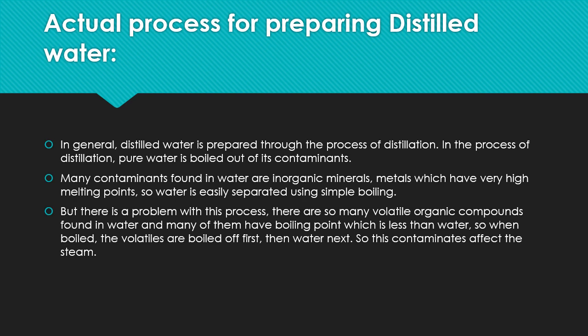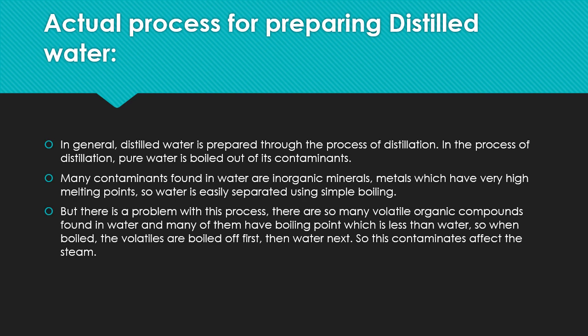Actual process for preparing distilled water. In general, distilled water is prepared through the process of distillation. In the process of distillation, pure water is boiled out of its contaminants. Many contaminants found in water are inorganic minerals and metals which have very high boiling points. So water is easily separated using simple boiling.